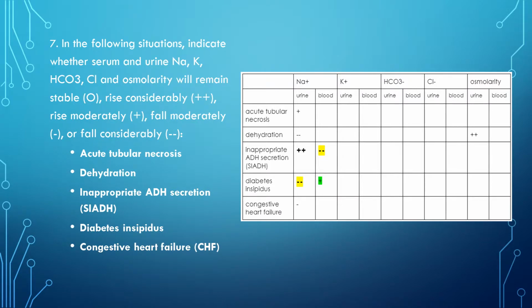Objective number 7. In the following situations, indicate whether serum and urine sodium, potassium, bicarbonate, chloride, and osmolarity will remain stable, rise considerably, rise moderately, or fall considerably. And the situations are acute tubular necrosis, dehydration, the syndrome of inappropriate ADH secretion, diabetes insipidus, and congestive heart failure. For acute tubular necrosis, the kidney loses the ability to reabsorb sodium, so urinary sodium is relatively high. For dehydration, the kidney aggressively reabsorbs sodium, so urinary sodium is relatively low, and the urine is very concentrated.